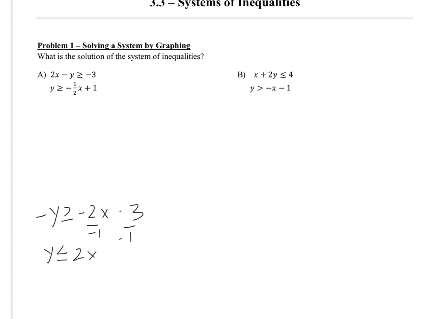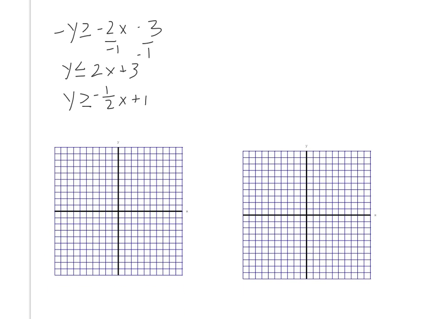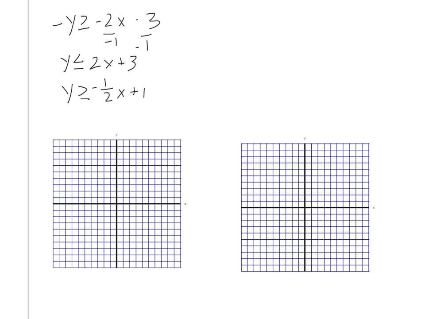So I have y is less than or equal to 2x plus 3 as my first equation. Second equation already has my inequality all by itself. So that's kind of nice. So now when I'm actually graphing my two solutions, I like to change colors so that's easier to see. But first I'm going to graph this one.